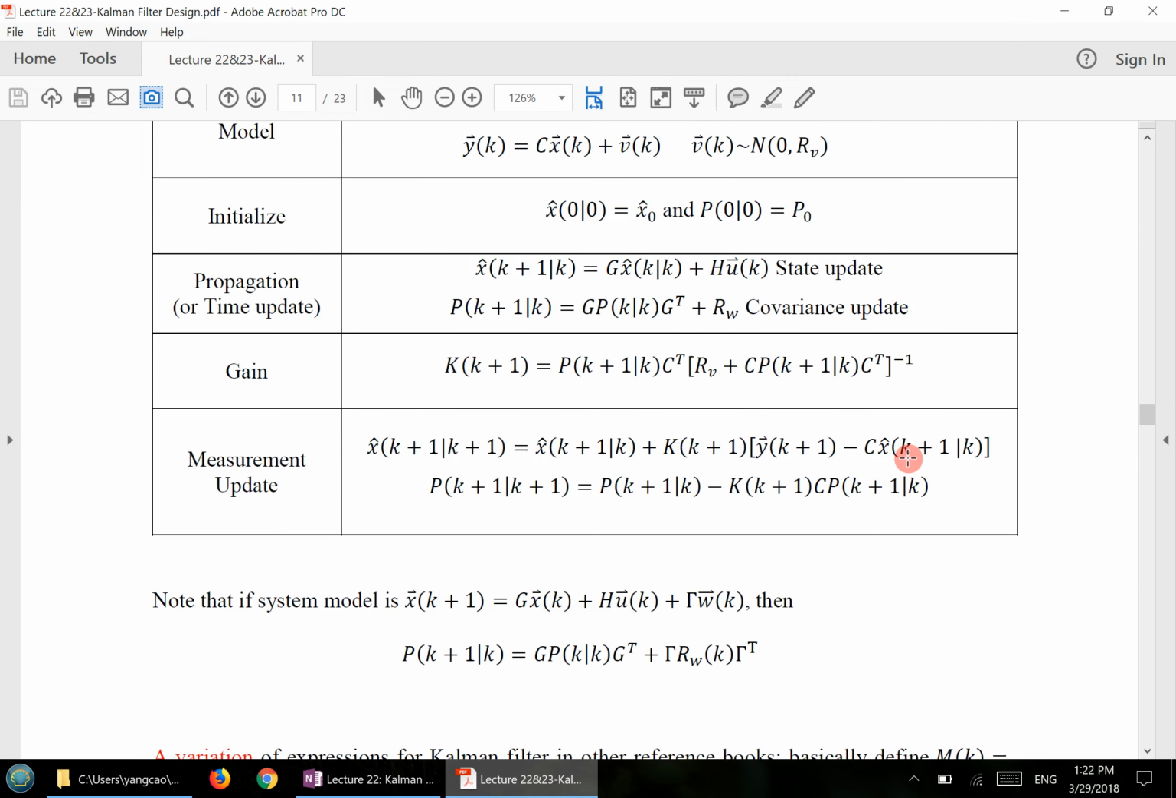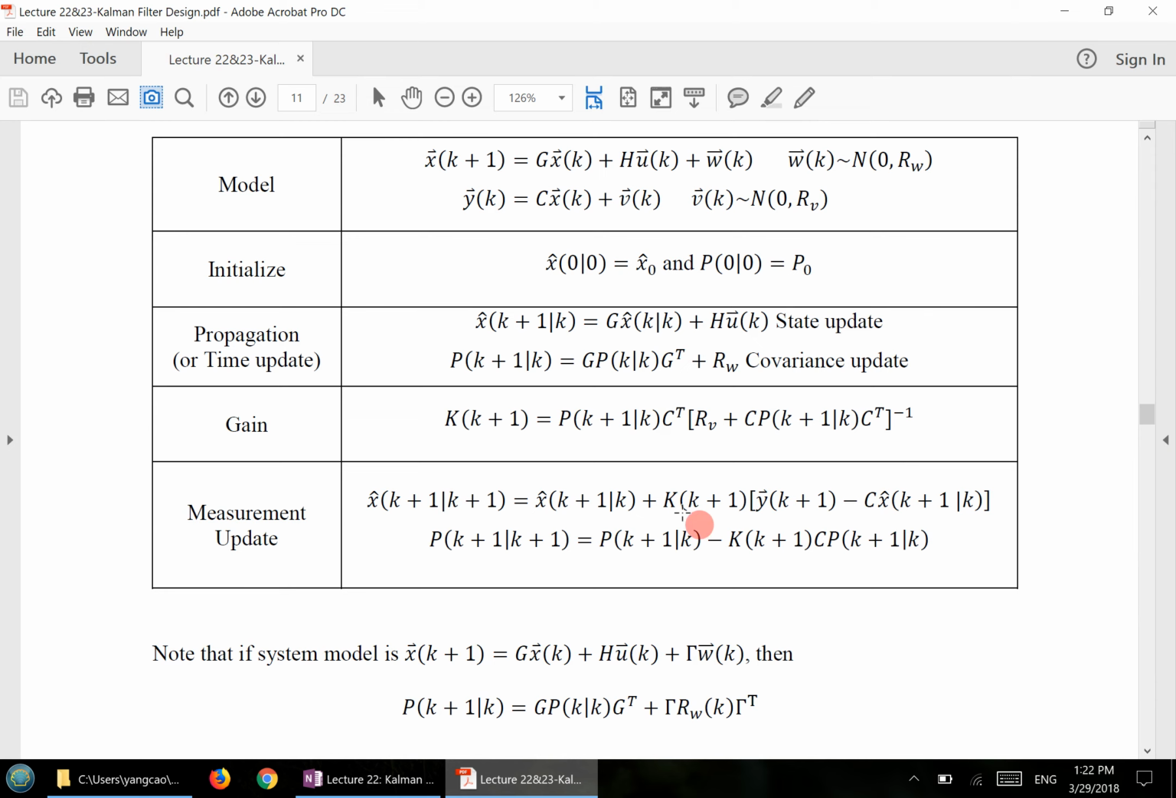If you look at the Kalman filter here, you have the estimation equal to this plus the Kalman filter gain multiplied by the difference. And what is this difference? The difference is the actual system output minus the estimation output, the Kalman filter estimation output.